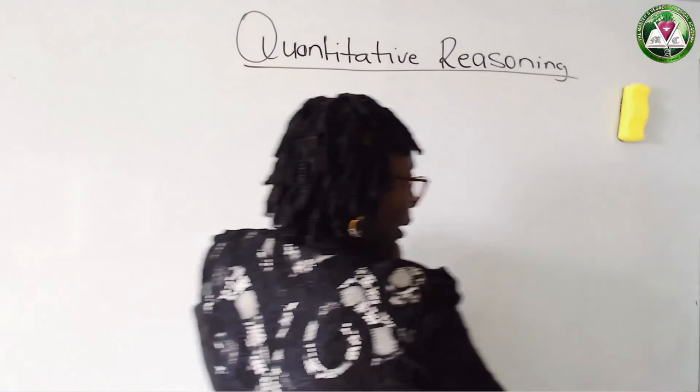My topic is shapes. At the end of the lesson, you are expected to: one, identify shapes; two, mention the objects that are related to the shapes; three, draw different shapes. Quantitative reasoning, and our topic is shapes.